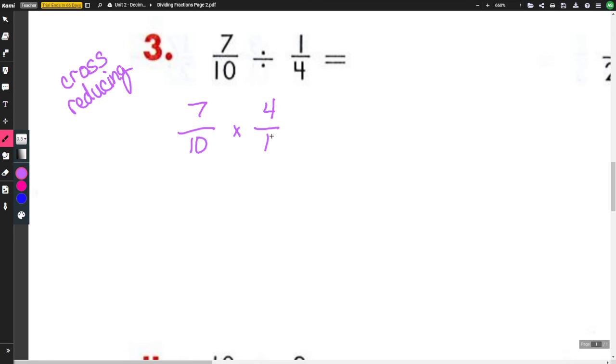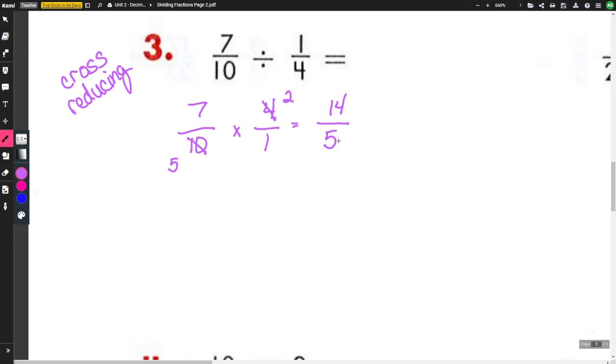Here there is some reduction we can do. Obviously, it's not going to be the 7 and the 1. Cannot reduce anything when the other number is 1. However, with 10 and 4, there is. 2, since they're both even, can go into both of them. 2 goes into 4 2 times. 7 times 2 is 14. 5 times 1 is 5.